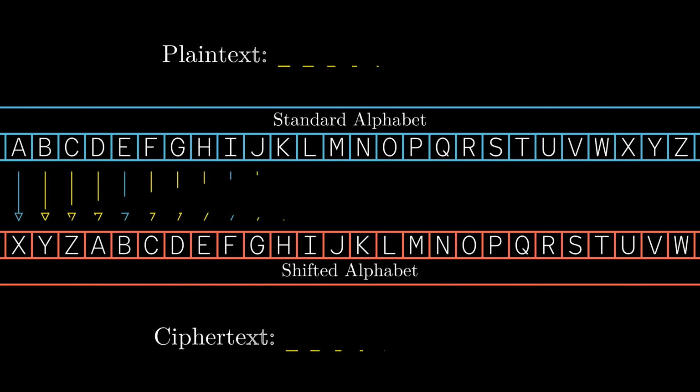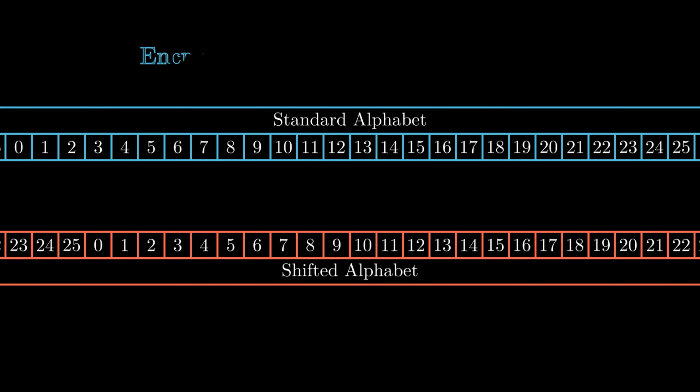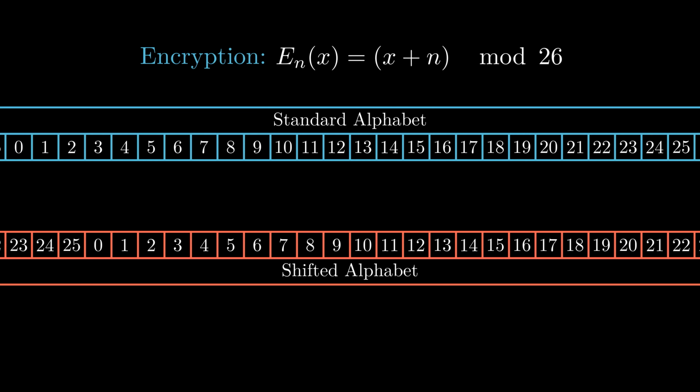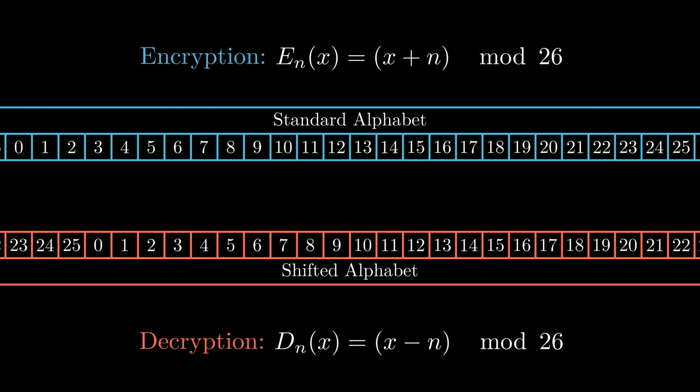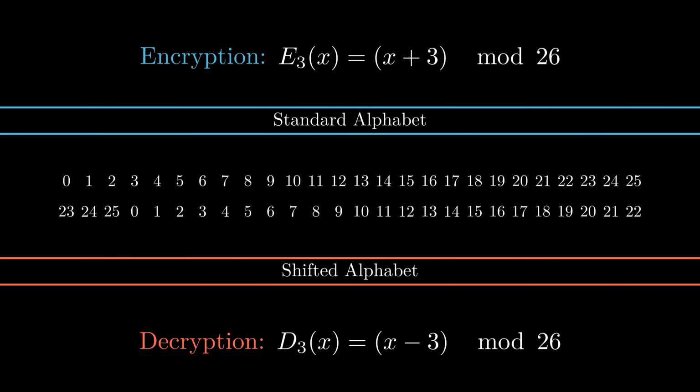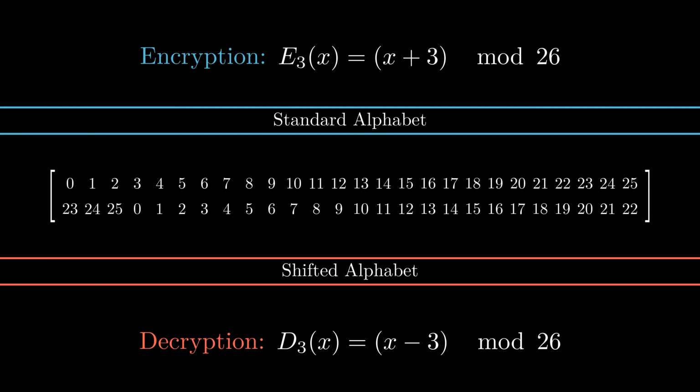We can represent the encryption and decryption of a letter using modular arithmetic and representing each letter as an integer 0 through 25. Then, we can use e sub n of x, representing the encryption of a letter x by shift n, to encrypt x and can decrypt it similarly. Here, the shift is 3, so n equals 3. As this is simply a permutation of objects, we can represent the Caesar shift by 3 as a permutation in array notation as follows.